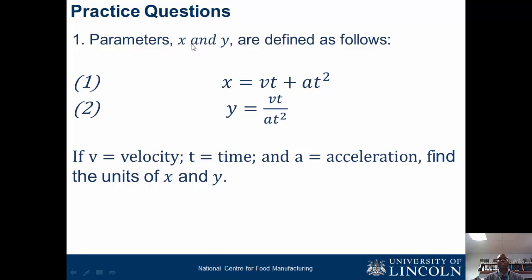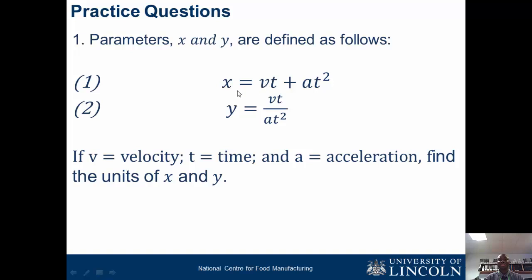Now I want us to find the unit of x and y. If x is defined as this and y is defined as this, what is the unit of x? What is the unit of y? The SI unit of x, the SI unit of y. Now I said x is defined as vt plus at squared, where v equals velocity, t is time, and a equals acceleration. Now, what is the unit of x?